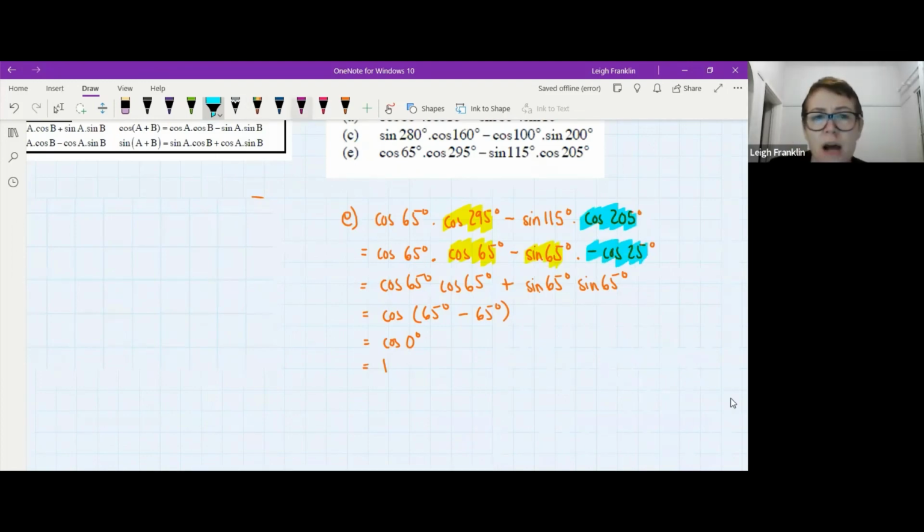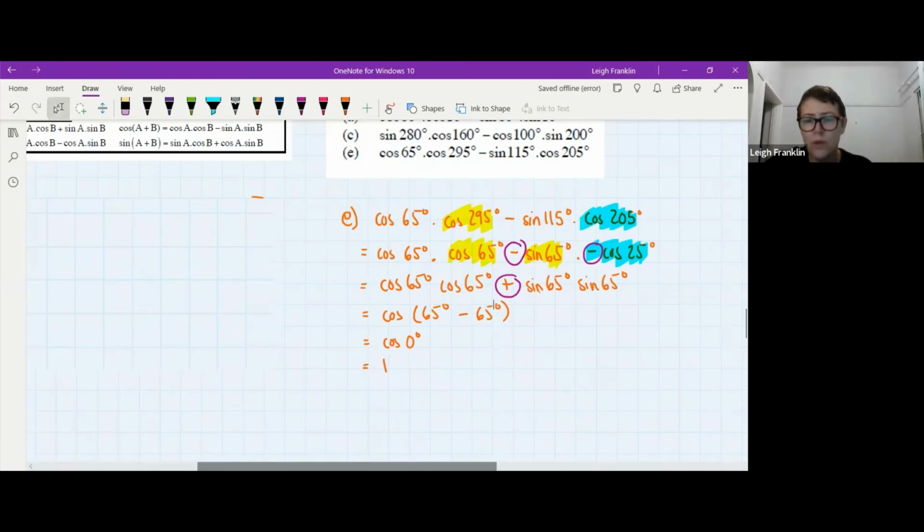So the first thing that I always do here is I always take care of my signs. A negative times a negative is a positive. So now I've got cos 65 plus sine 65 sine 65. So that gives me cos 65 minus 65, which is the cos of 0, which is 1. Okay, so I don't think I made any mistakes there. Have you found your mistake, Pilo? Do you know where you went wrong?